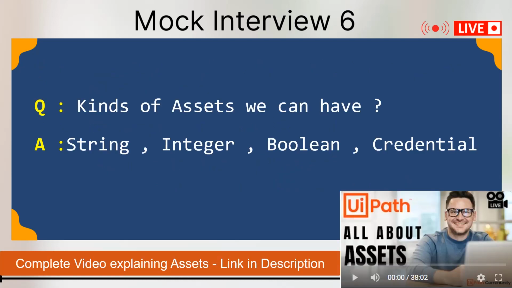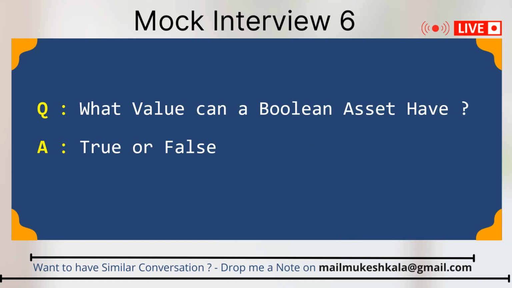Now, when we are talking about the asset, can you tell me how many kinds of assets I can have in UiPath? There are four types: string, integer, boolean. The final one is credential. Okay. And what values go in the Boolean type? It takes true or false.